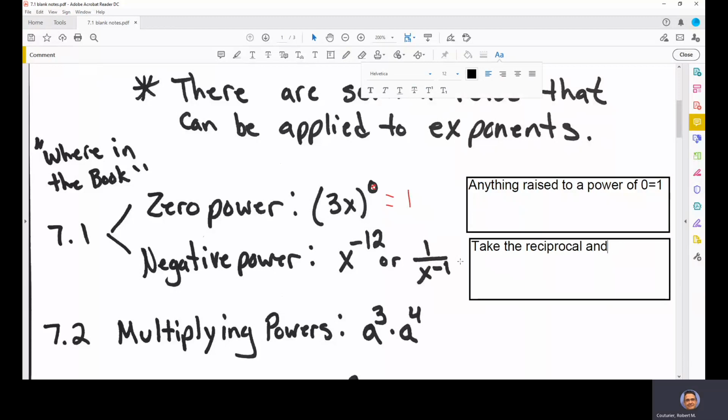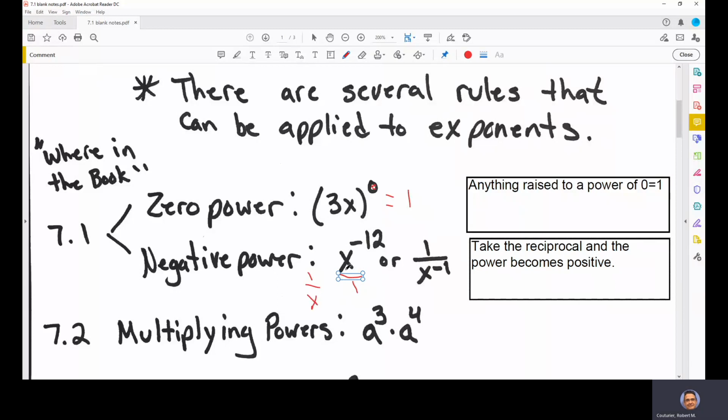And then the power becomes positive. That's it. So if we're looking at this example, this is what? X to the negative 12th power. So the reciprocal, we remember in math, right? This is kind of sitting over that invisible 1 there. We take the reciprocal. So now that X has to go to the denominator, and the negative 12 becomes a positive 12.